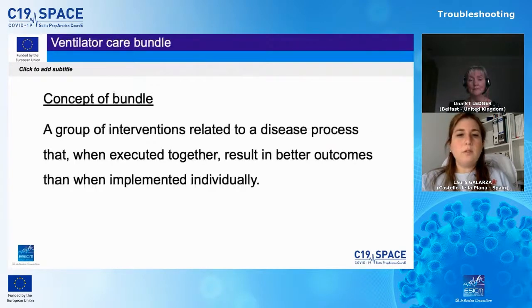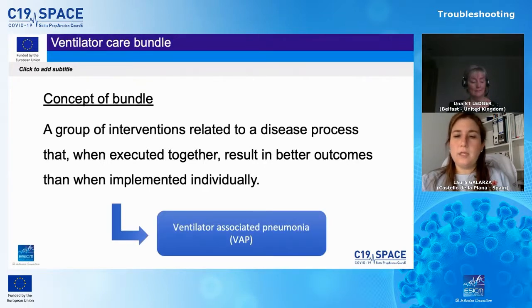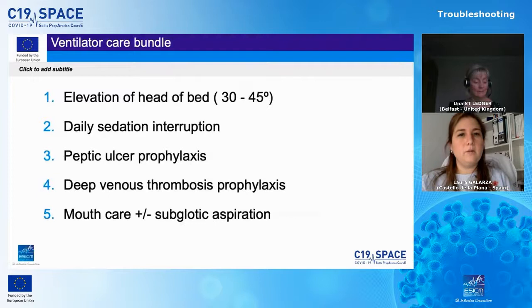Now, we will move on to the last part of our presentation, which is about the ventilator care bundle. A bundle is a group of interventions related to a disease process that, when executed together, results in better outcomes than when implemented individually. The ventilator care bundle aims to decrease the incidence of ventilator-associated pneumonia, and it has 5 components: the elevation of the head of the bed, the daily sedation interruption, peptic ulcer prophylaxis, deep venous thrombosis prophylaxis, and mouth care. But we will talk about them separately.